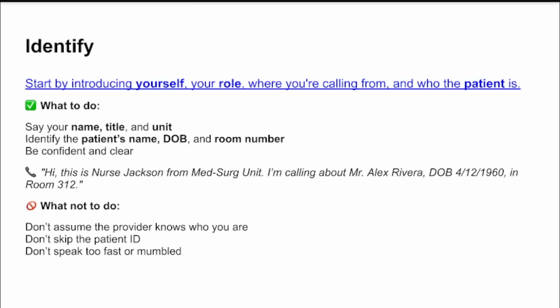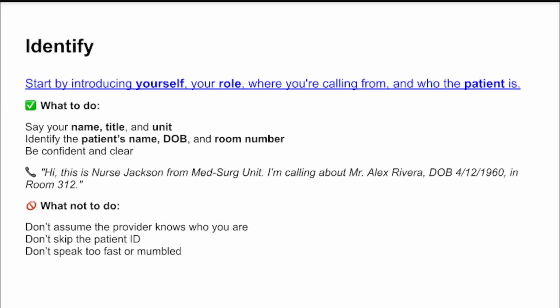So let's start with identify. This is where you introduce yourself and identify the patient. Super simple, but don't skip it. What you want to do is say your name, title, unit, and identify the patient's name, their date of birth, and room number. Most of all, you want to be confident and clear.